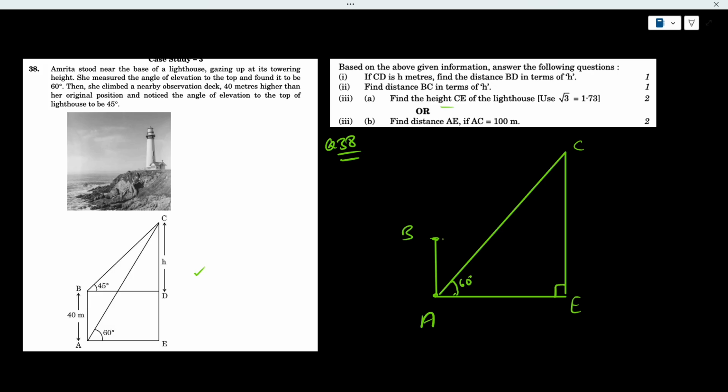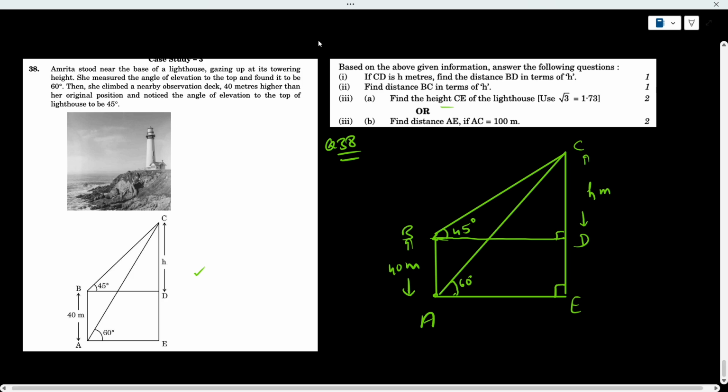Now from position B, her angle of elevation is 45. So I need a horizontal line, I'm making it parallel to this, which is BD, right? And the angle of elevation here is 45 degrees. So this angle, if you see, is 45 degrees. And what is the other triangle you will take here? BDC, right? This height is given as 40 meters, and CD is H meters in the figure. Find the distance BD in terms of H.